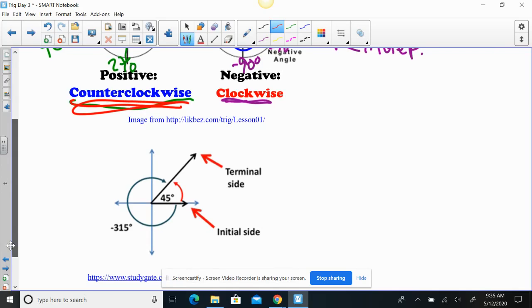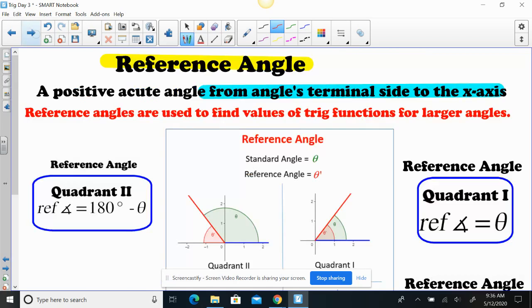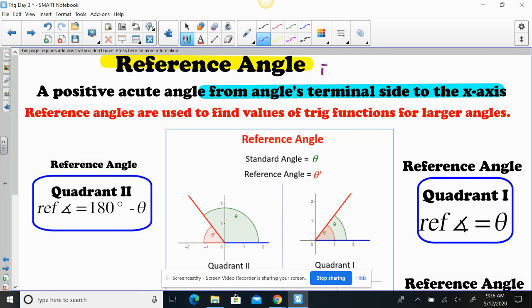When we talk about angles, again, I want you to think of your x being your starting point. That starting point is the initial. So our initial side is along the x-axis. This other side over here, they call the terminal side. So think about when you're at the airport, when you have to go to the terminal, but this is the terminal side.